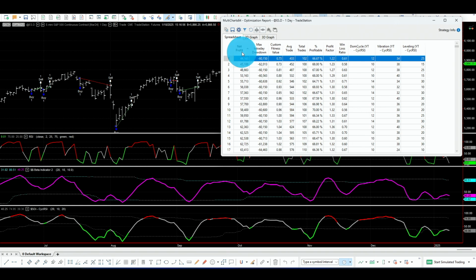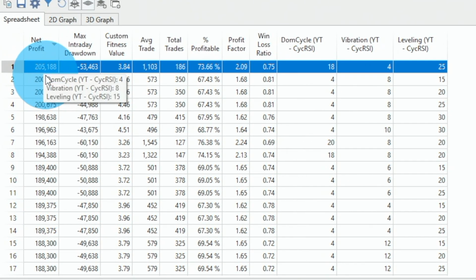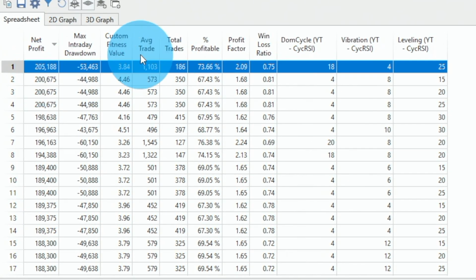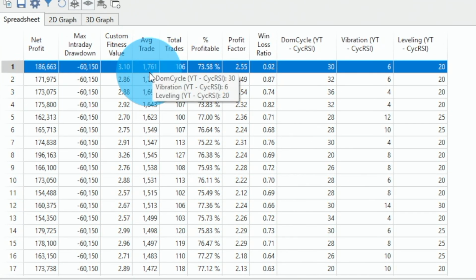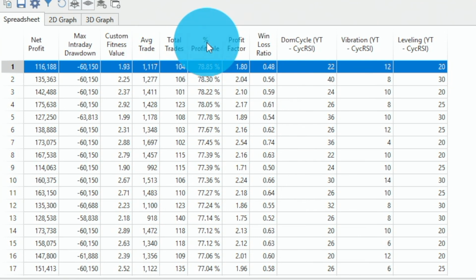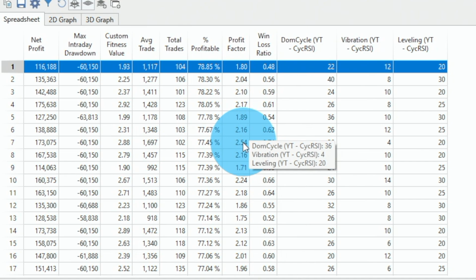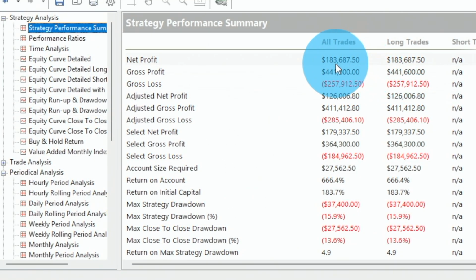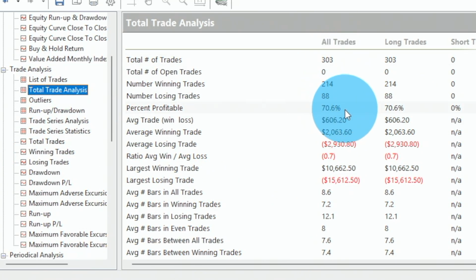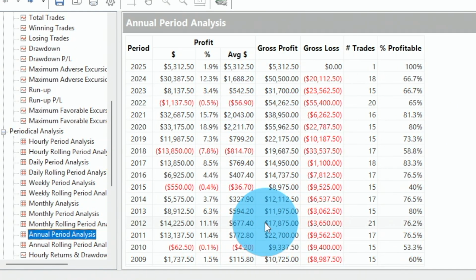Now, we can sort by return to drawdown. We can see we are making about 200,000 in this one. Average trade, we have 1,700. And percent profitable, we have 78. So all in all, we have many great strategies to pick from. So I picked this strategy. It's making 183,000, 4.9 return to drawdown ratio, about 300 trades, 70% win rate with a great average trade above $600. And this is the annual period analysis.